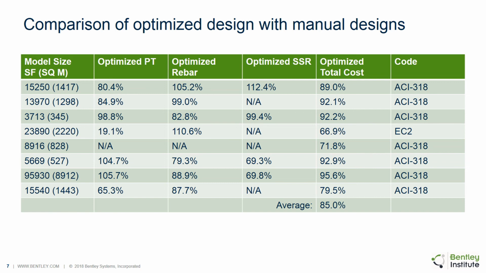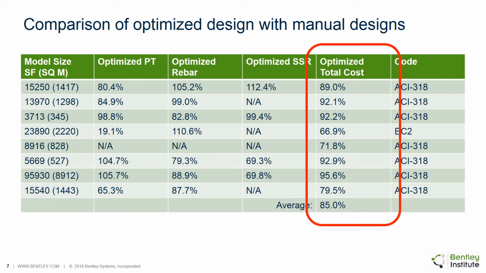We're looking at the percentage of the optimized values versus the original design values. So you might see that some of the post-tensioning values are smaller and some of them are larger, and the same with the rebar and the punching shear reinforcement. We shouldn't be too concerned with the values of the individual quantities, because the optimizer, as I said earlier, is really working to optimize the total cost. So if we look into this column, which contains the total cost, we'll see that the optimizer is always producing a better design than the manual designs.